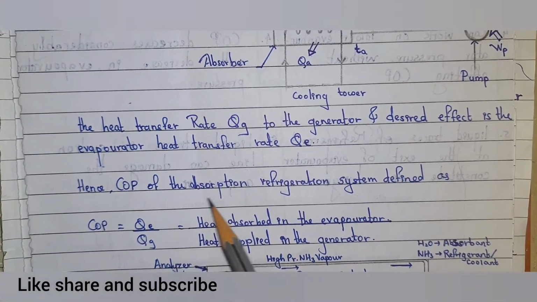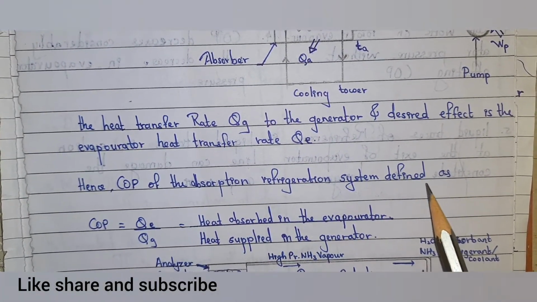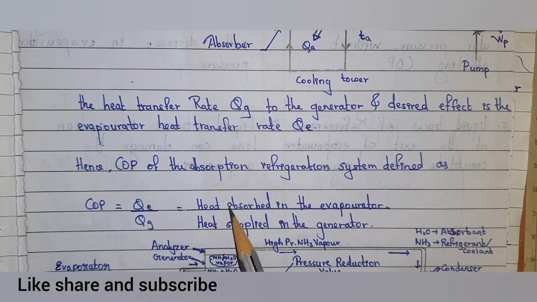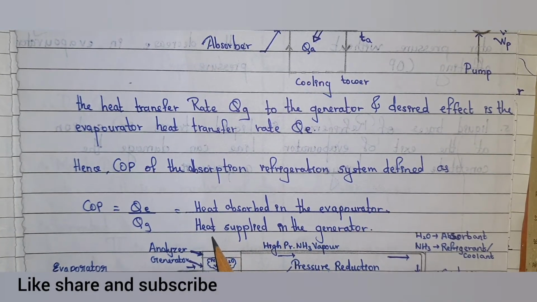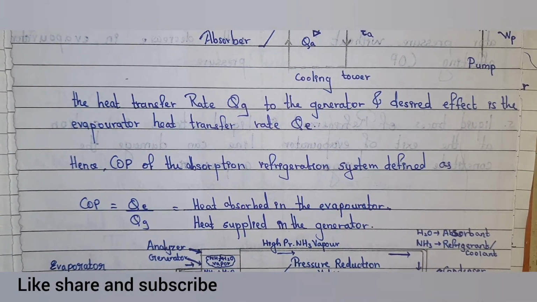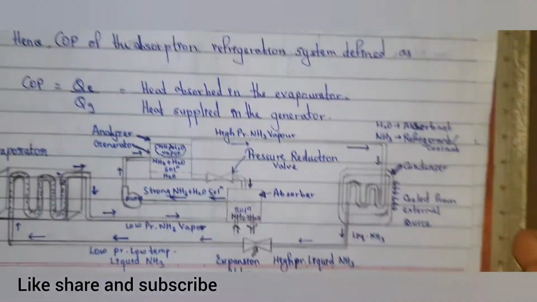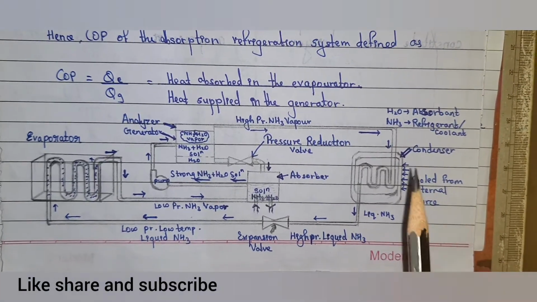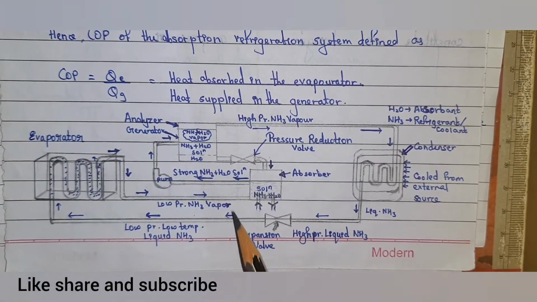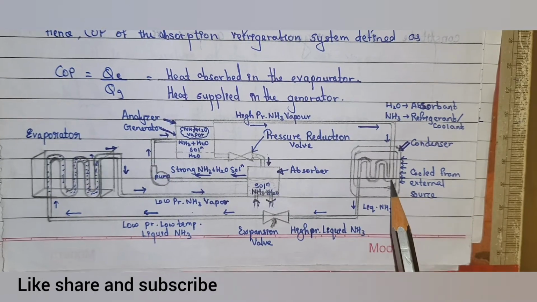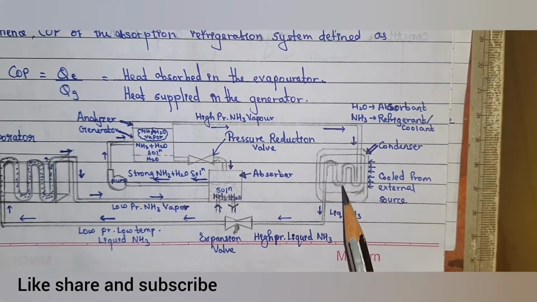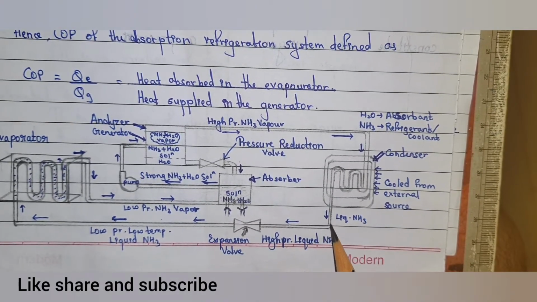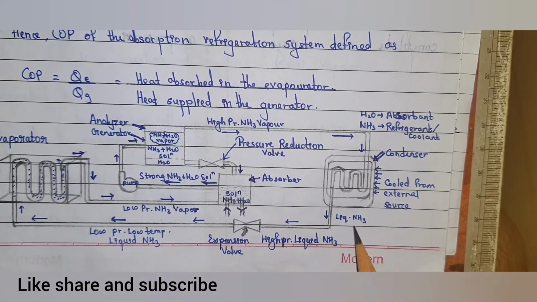Here the COP of the absorption refrigerating system is defined as COP equal to QE upon QG, that is equal to heat absorbed in the evaporator to that of heat supplied in the generator. You can easily remember this diagram. This diagram also will give you full marks. See, first the condenser. The condenser condenses the vapor entering from the surrounding and liquefies it.